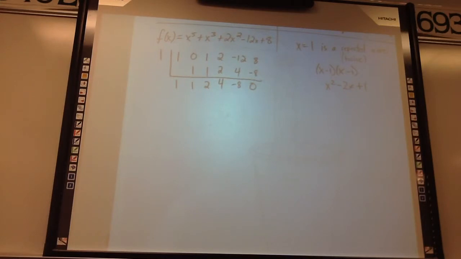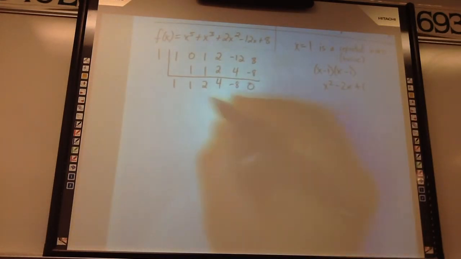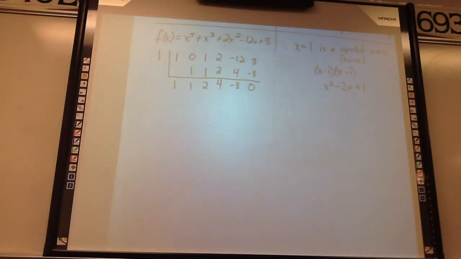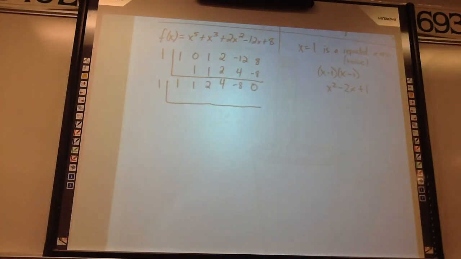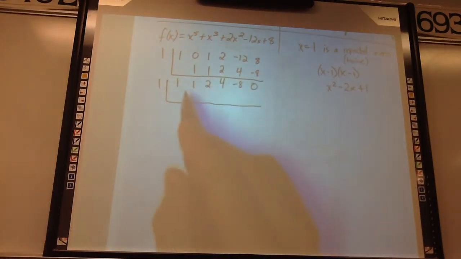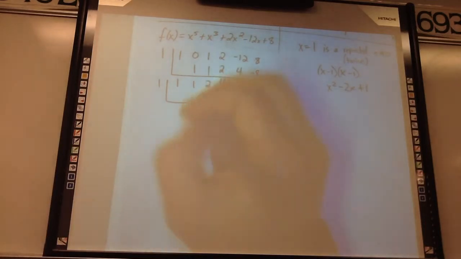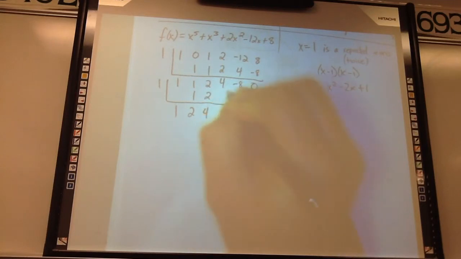But wait, don't we know that 1 is repeated? So I should be able to do 1 again. Yeah, do synthetic division by 1 again. Rather than rewriting it, let's just go. Is that confusing? Now I'm just using these, and I'll do it again. 1, 1, 2, 2, 4, 4, 8, 8, 0.